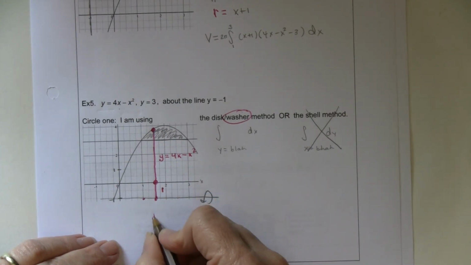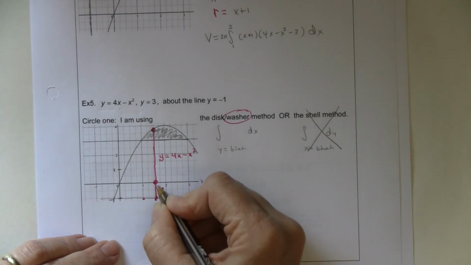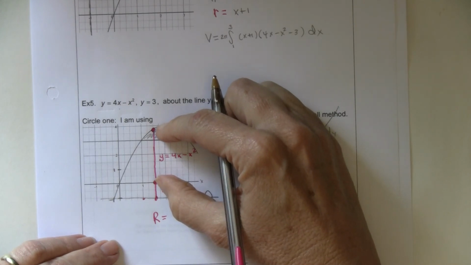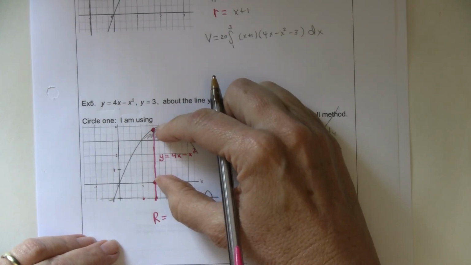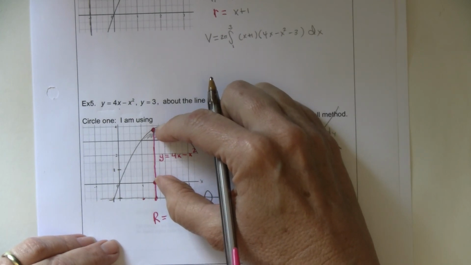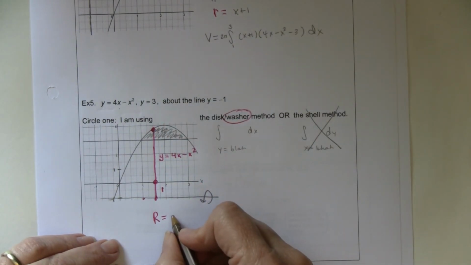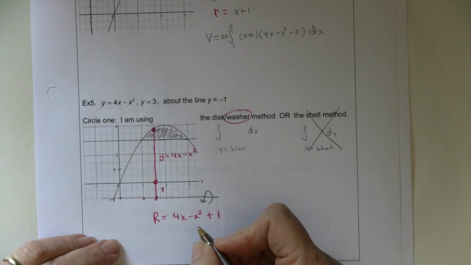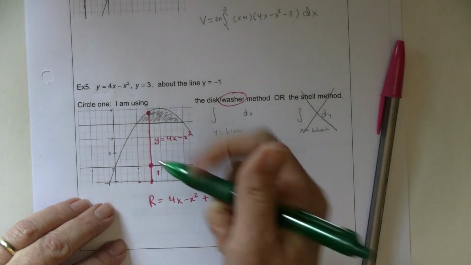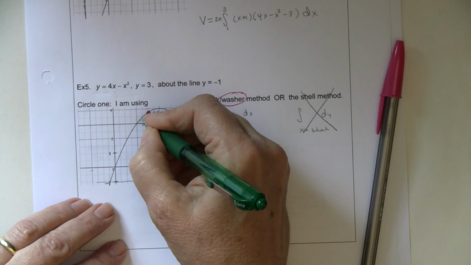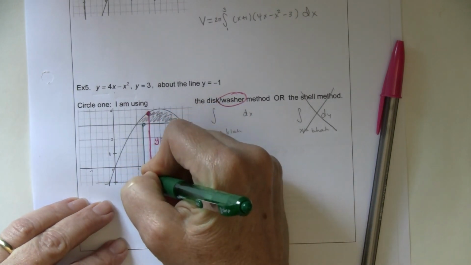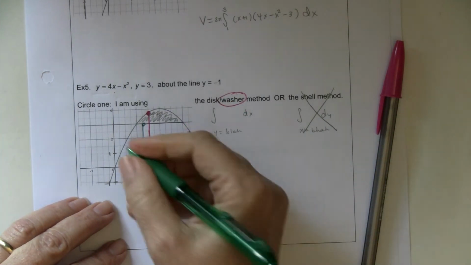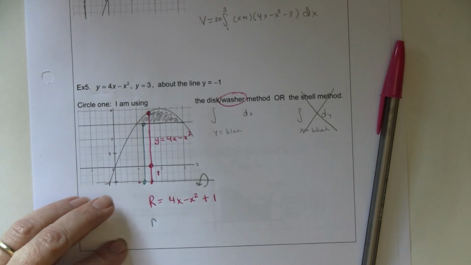So my capital R, which is all the way from here to there, is from the x-axis to the top of that curve, 4x minus x squared, plus the extra distance. So my radius is 4x minus x squared plus 1. And then my little radius is this distance here. I'm just drawing a typical one. That whole pink was R, and now this whole green is little r.